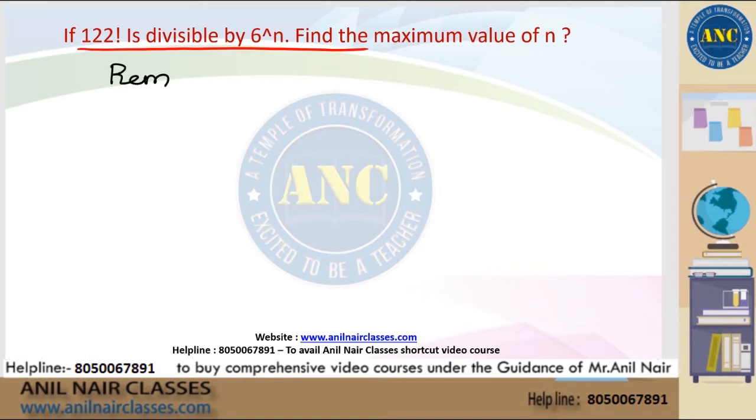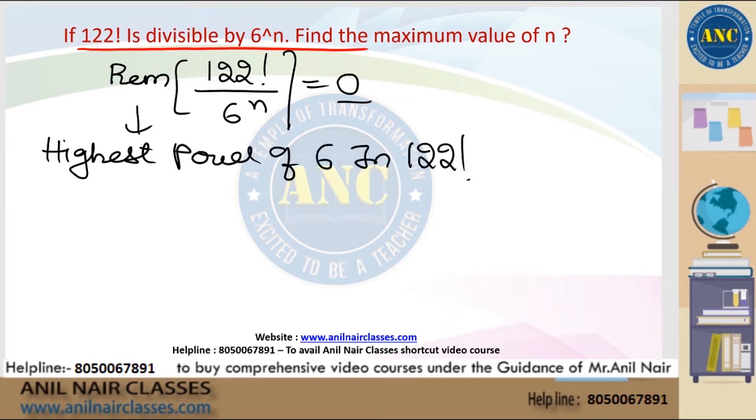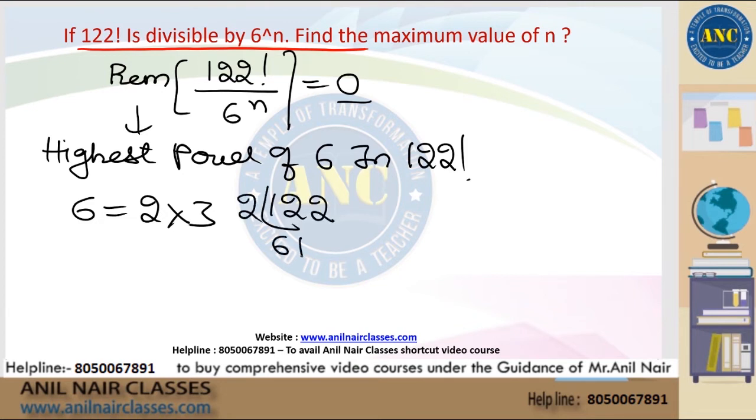122 factorial is divisible by 6 power n. 122 factorial divided by 6 power n, the remainder is 0, which is nothing but the highest power of 6 in 122 factorial. 6 is nothing but 2 into 3. So for 122, if I take 2 61s are, 2 30s are, 2 15s are, 2 7s are, 2 3s are, 2 1s are: 61, 30, 15, 7, 3, 1 gives 117.